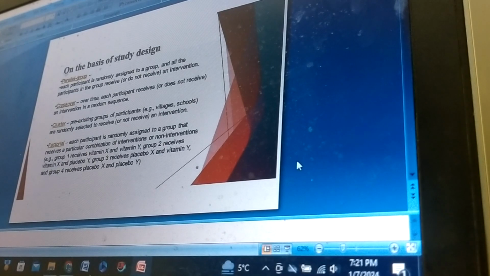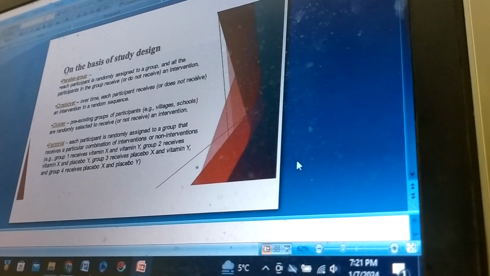On the basis of study designs: placebo group. Each participant is randomly assigned to a group and all the participants in the group receive or do not receive an intervention. Crossover: over time, each participant receives or does not receive an intervention in a random sequence. Cluster: pre-existing groups of participants, villages, schools are randomly selected to receive or not receive an intervention. Factorial: each participant is randomly assigned to a group that receives a particular combination of intervention or non-interventions.